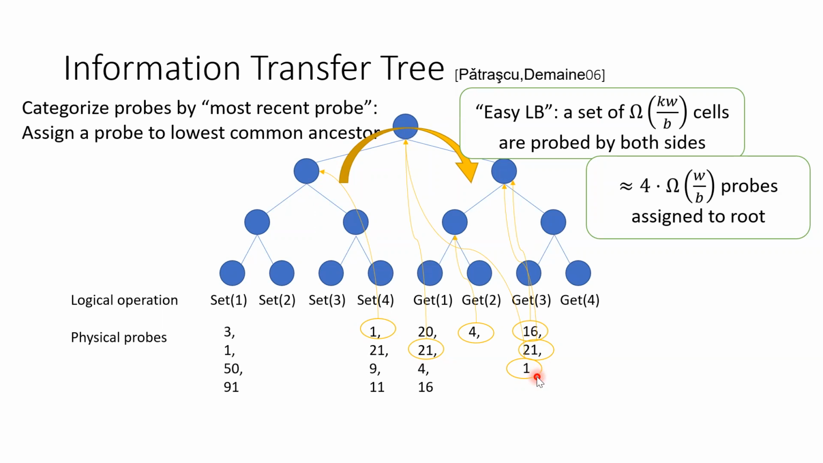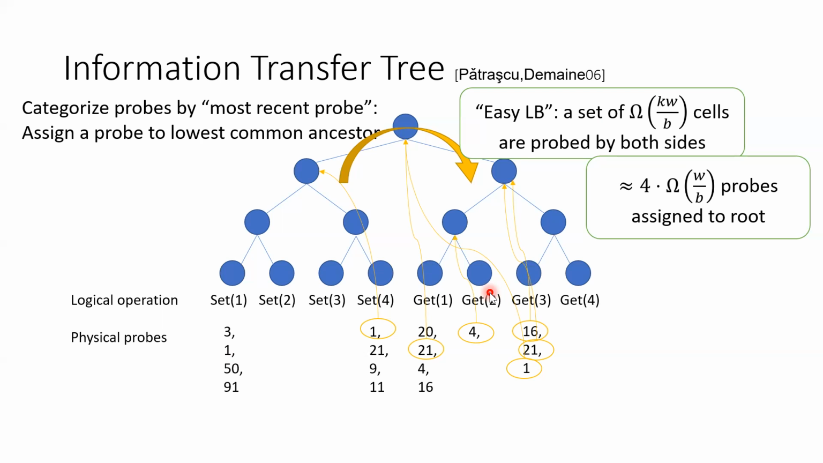I see. So it is possible that two probes are assigned to the same node in a tree, like probe 21 and probe 1. Yes. So one internal node in the tree can receive assignments from the whole subtree. I mean, exactly the whole right subtree. Does that make sense? Yeah, that makes sense. Thank you.